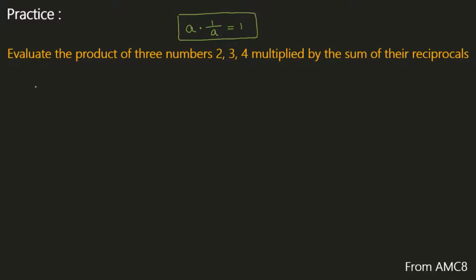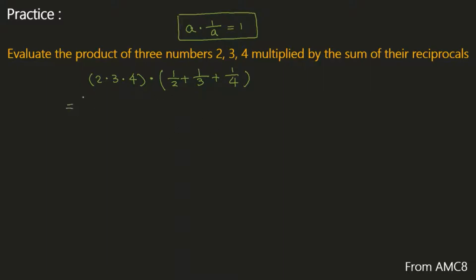Okay. So this problem wants us to evaluate the product of 3 numbers, 2, 3, 4, multiplied by the sum of their reciprocals. So let's first turn this sentence into a math expression. So it becomes the product of 2, 3, and 4 multiplied by the sum of their reciprocals. So the reciprocal of 2 is 1/2 plus the reciprocal of 3 is 1/3 plus the reciprocal of 4 is 1/4. So this is the math expression we're trying to evaluate.